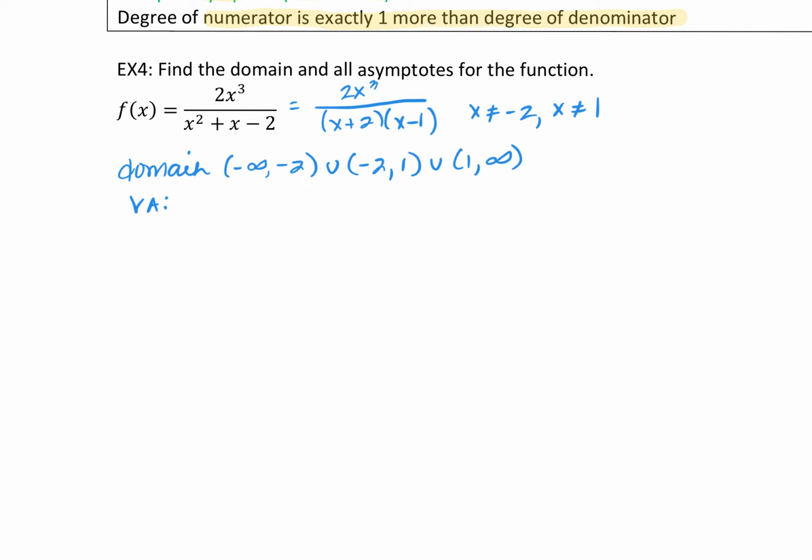Vertical asymptotes. There are no holes in this graph because nothing canceled. The only way you're going to get holes is if something cancels and your function reduces. But since it's not reduced, I'm going to have vertical asymptotes, no holes. And the vertical asymptotes would be whatever makes the denominator 0. So x equal to negative 2, x equal to positive 1. Again, you could set x plus 2 equal to 0, x minus 1 equal to 0 and solve. But I can just look at that and see what my vertical asymptotes will be.